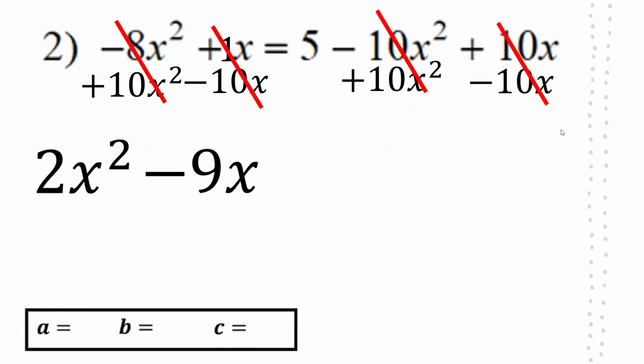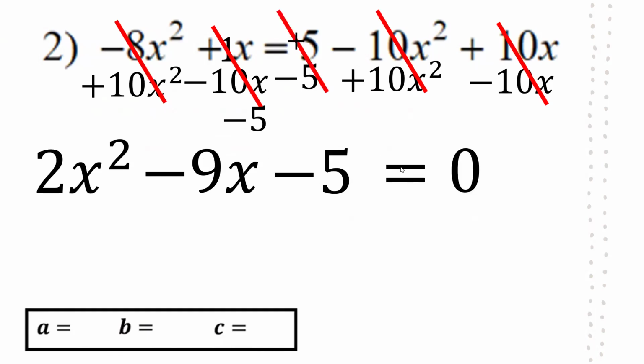Cross it out. Now, I have a 5 on the right side. I still have to move it. So to get rid of a positive 5, I'd subtract it over. I'm just going to bring it down. Minus 5. And then that equals 0. There's nothing left. So my A would be 2. My B would be negative 9. My C would be negative 5.